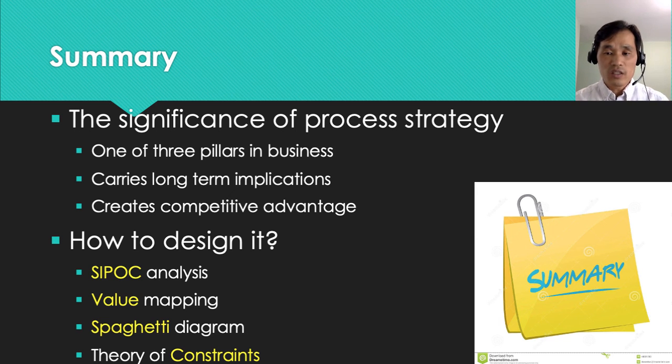The second topic was how to design a process. There are many good tools available. One of the most important ones is process mapping. In other words, you want to understand where the value is being created and where non-value adding activities are lying in. You want to focus on value adding activities and eliminate non-value adding activities. SIPOC analysis and spaghetti diagram and value mapping are good tools. We also discussed theory of constraints, in which we learned that we need to focus on the weakest link to improve the entire process. I hope you learned something valuable in this lecture.